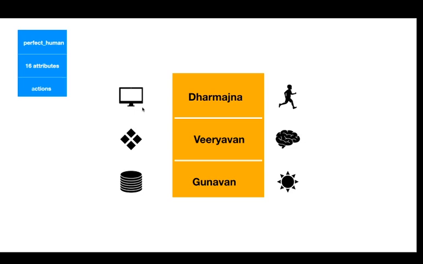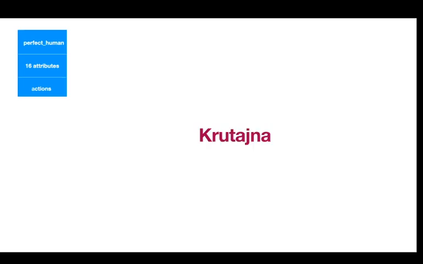Ekam sat vipra bahuda vadanti. Truth is the same. People talk about it in different ways. How true? Well, we'll continue our discussion about the attributes. The next attribute that we'll see is Kritajna, the fourth attribute.